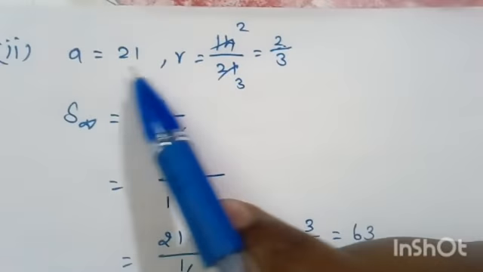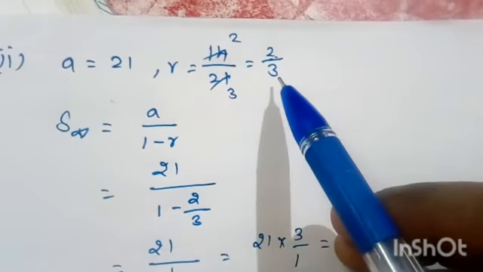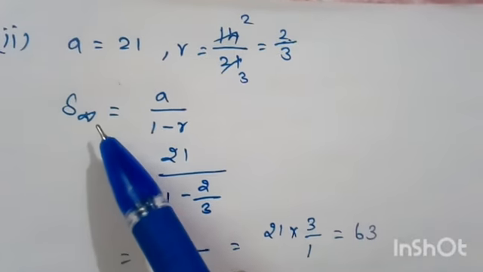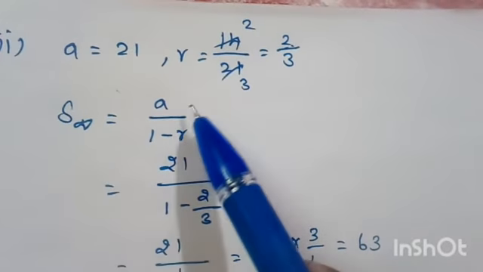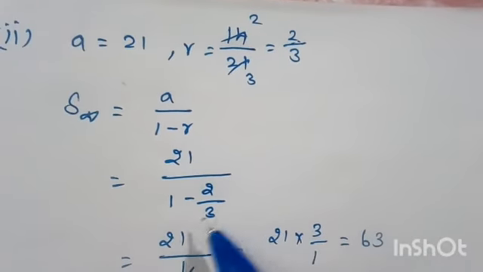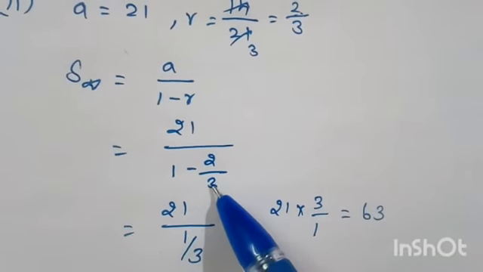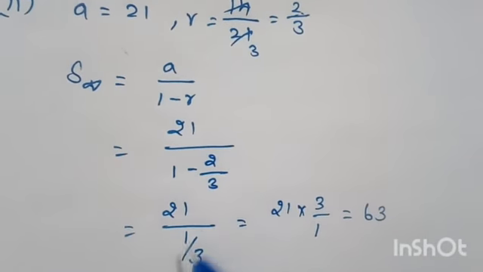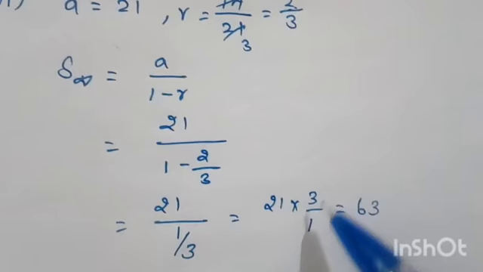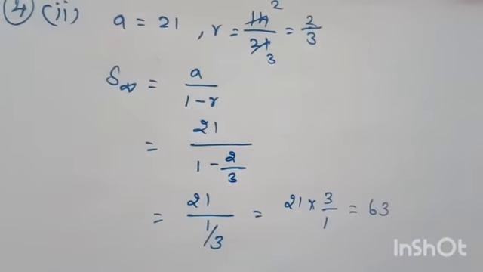For the second problem, first term is 21, common ratio is second term by first term, that is 2 by 3. For infinite, we have to use the formula a by 1 minus r. So a is 21 by 1 minus 2 by 3. You have to take the LCM: 1 3 is 3, 3 minus 2 is 1, 1 by 3. So 21 into 3 by 1, that is equal to 63.